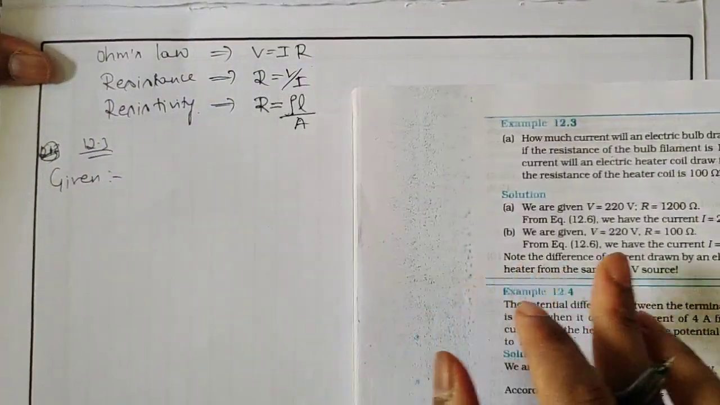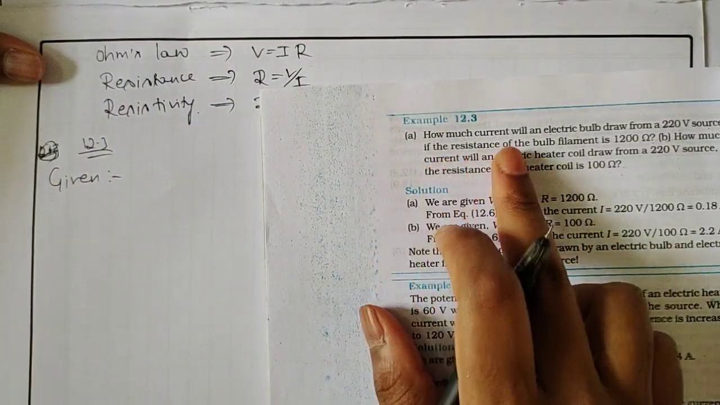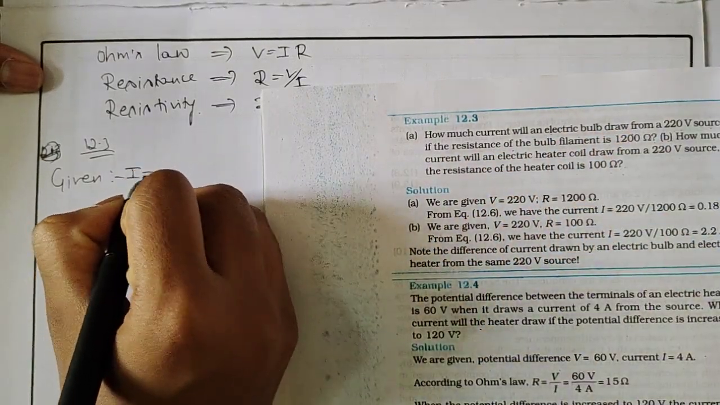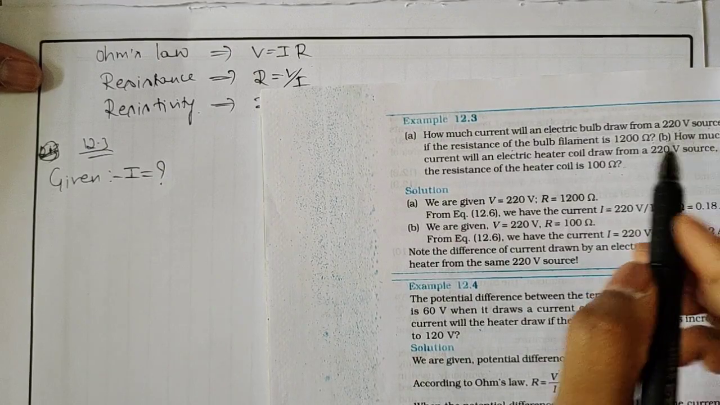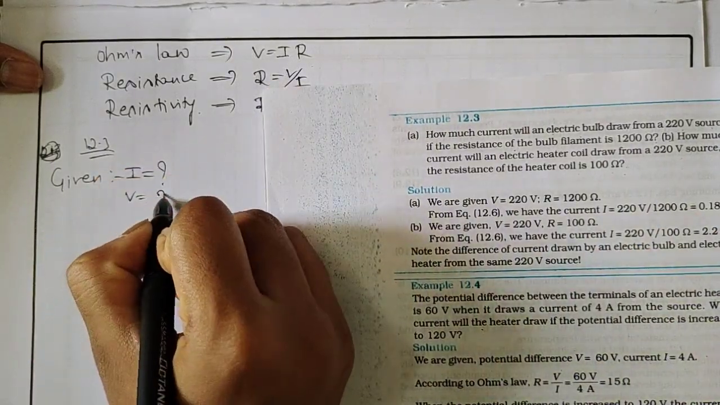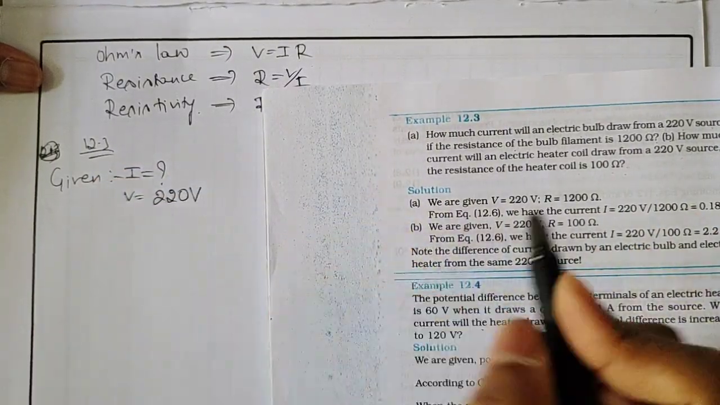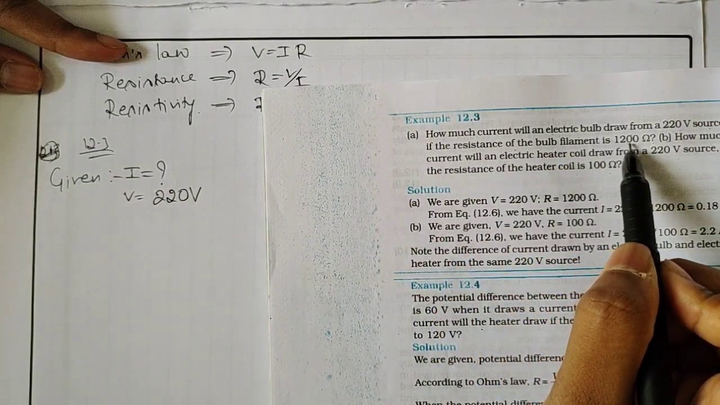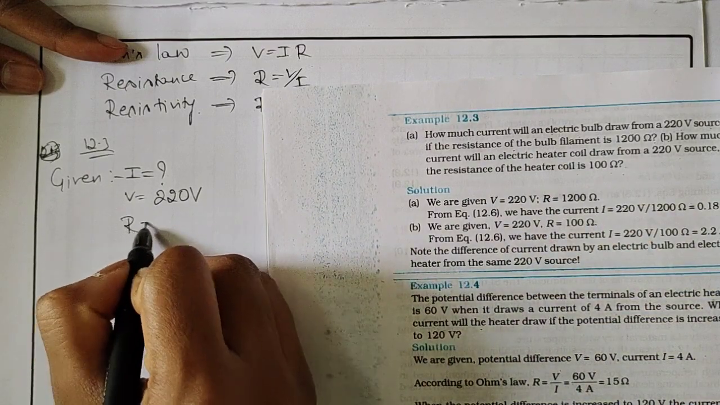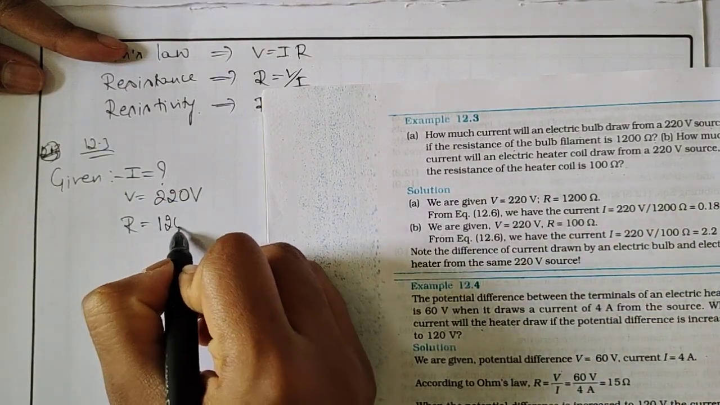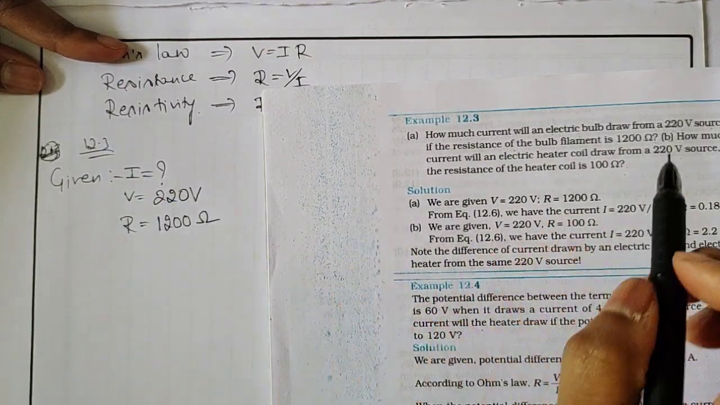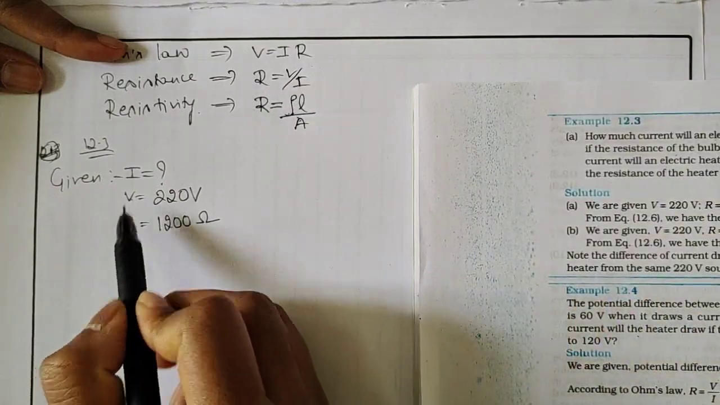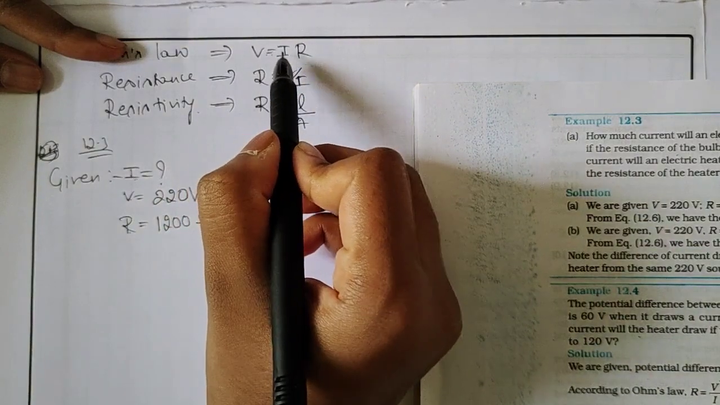So let us see. So what is given: how much current will an electric bulb require? That means I need to find out I, right? So next they have given 220 volt, that is nothing but V is equal to 220 volt. Next, the resistance of the bulb filament is 1200, resistance which is denoted by R, R is equal to 1200 ohm. So this is what is given. We need to find out current. See, this is a very easy formula now. We have V, we have R, just we need to find out I. Direct formula, V is equal to IR.